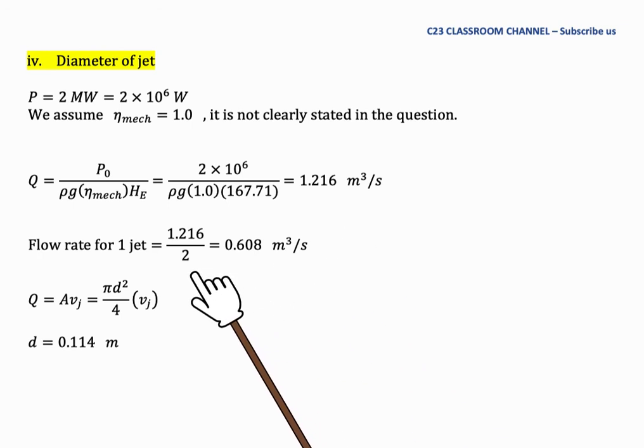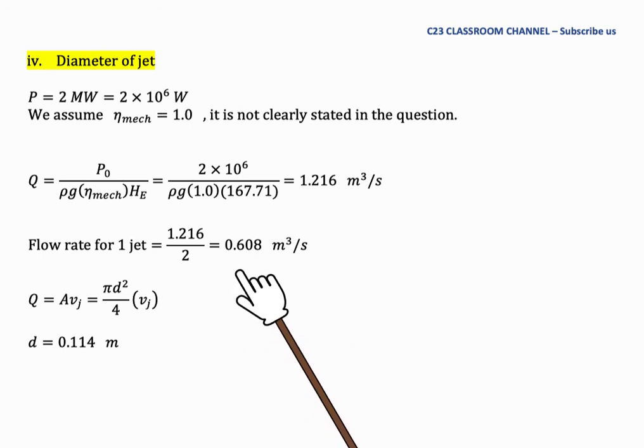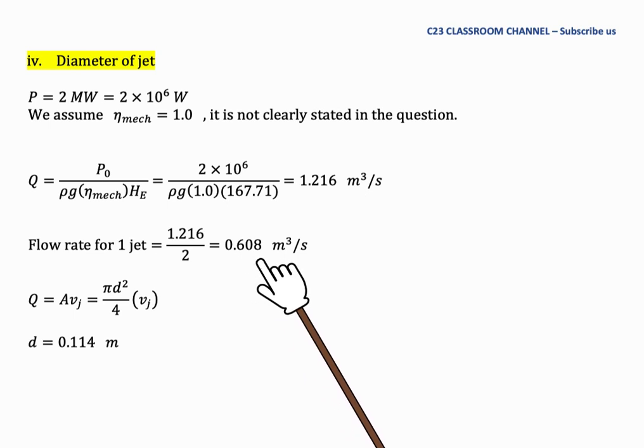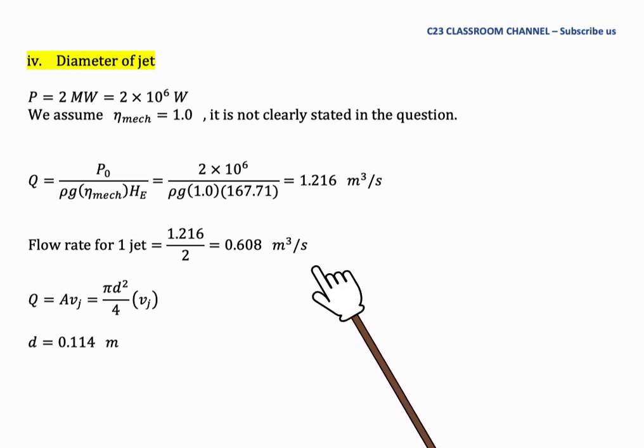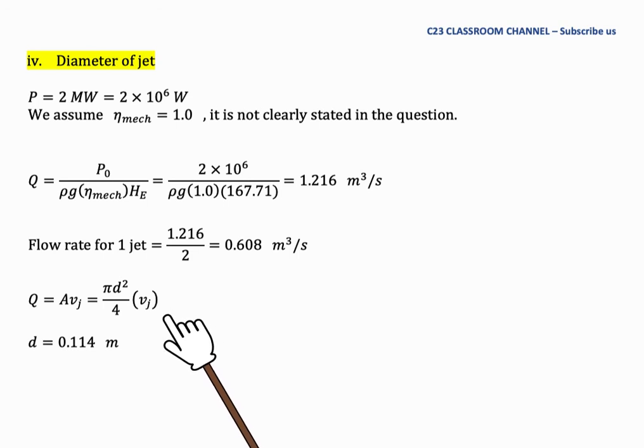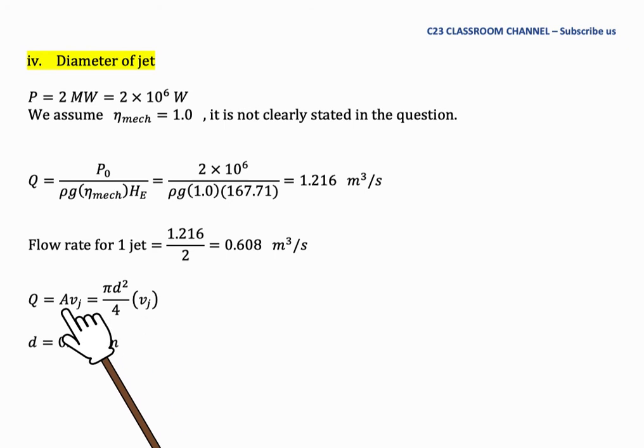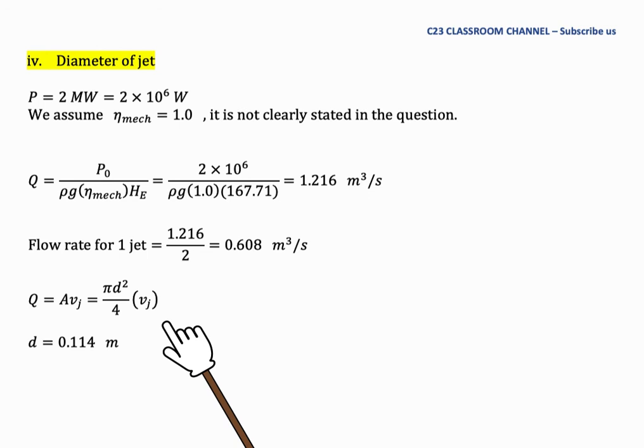Because we have two jets, the flow rate for one jet is equal to 0.608 meter cube per second. We could calculate the flow rate for one jet by using this equation, Q equals A times V jet, where A here is the cross section of the water jet. The equation of A here can be written as pi d squared over 4. We substitute all the values here, and we could calculate the value of D, the diameter of jet, is equal to 0.114 meter.